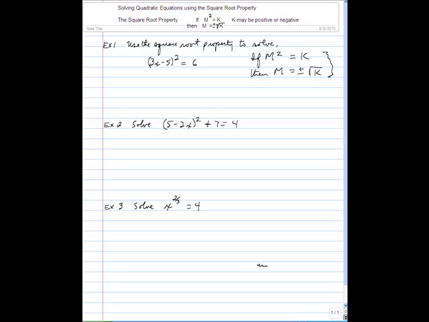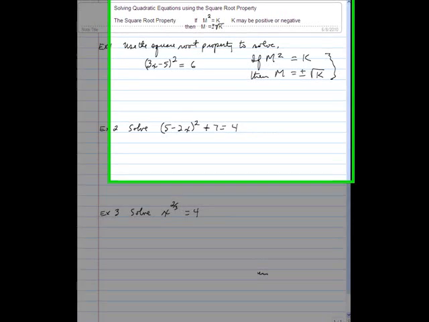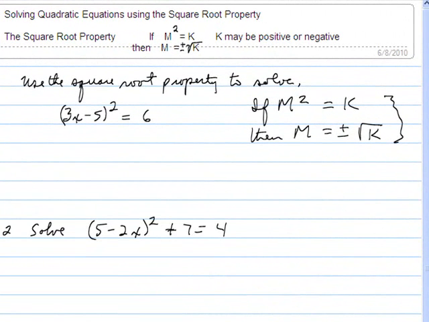Here's another podcast on solving quadratic equations, this time using something called the square root property. I've written the square root property up at the top here, but it came out kind of small, so I wrote it again over here on the side.